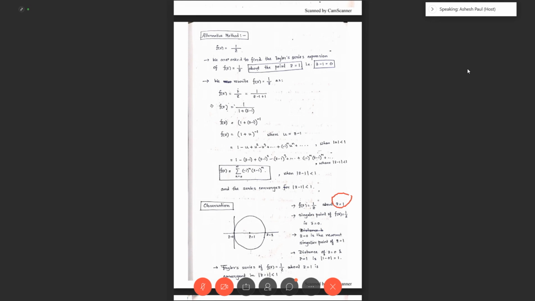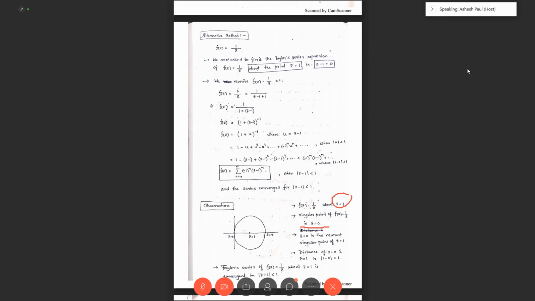Z equals 0. Can anyone tell me what is the singular point of f(z)? Yes, zero. Z equal to 0. f(z) = 1/z. The only singular point of f(z) is z equal to 0.